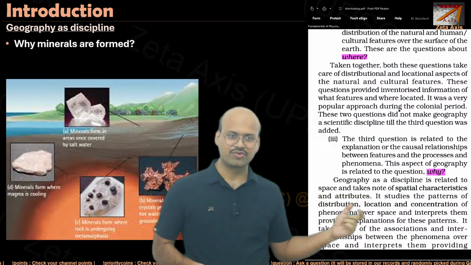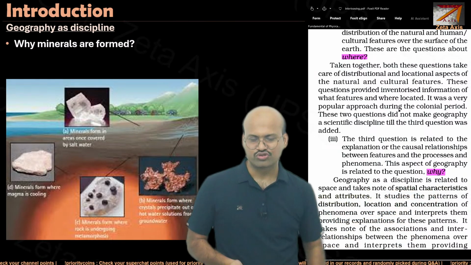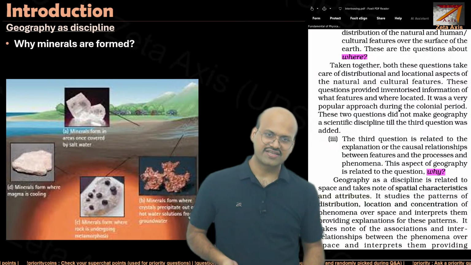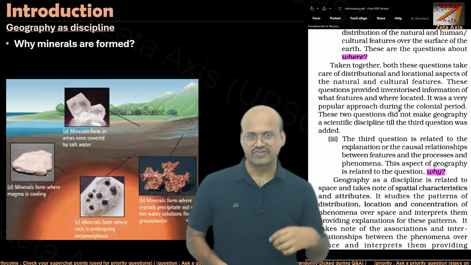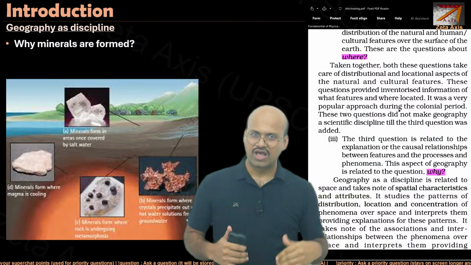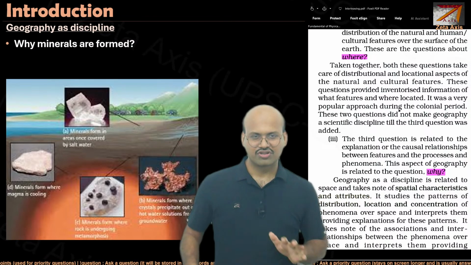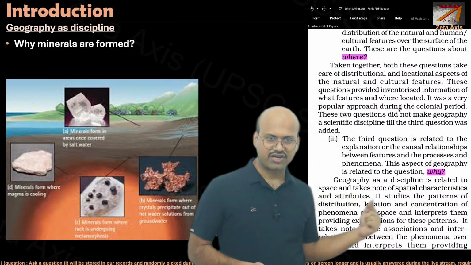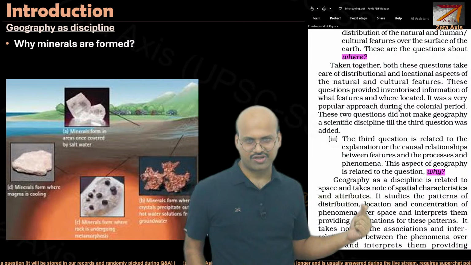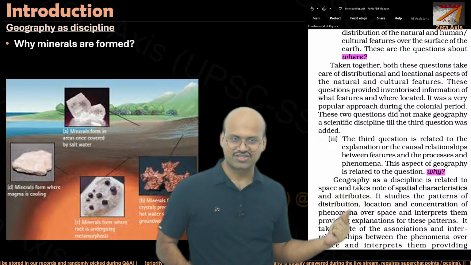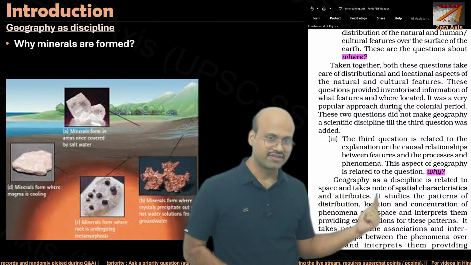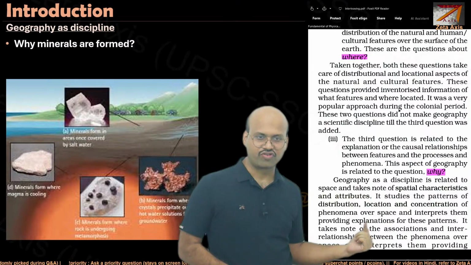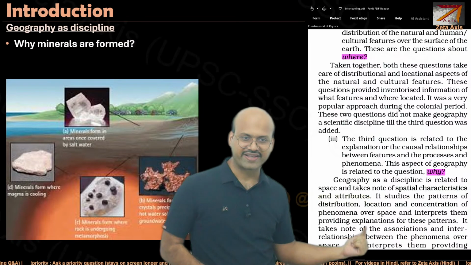So these are the attributes, and then we study the characteristics. Monsoon area has certain characteristics, like the rainfall occurs within a certain period of time, while the rest of the time it is drier. So this kind of study is part of geography. We study the patterns of distribution, how this particular characteristic is distributed, where it is distributed, and then the concentration of phenomena over space, and interpret them, providing explanations.